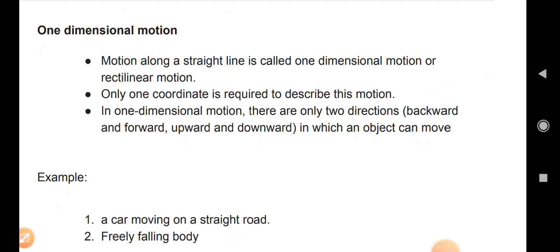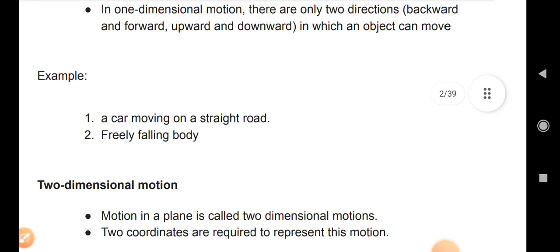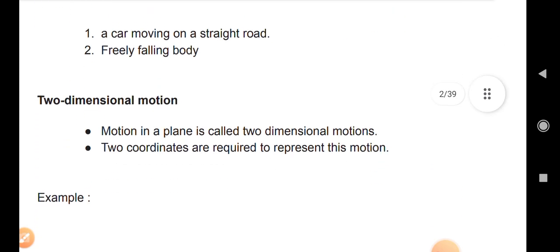One-dimensional motion. Motion along a straight line is called one-dimensional motion or rectilinear motion. Only one coordinate is required to describe this motion. In 1D motion, there are only two directions, backward and forward, upward and downward, in which an object can move. Examples: a car moving on a straight road, a freely falling body.